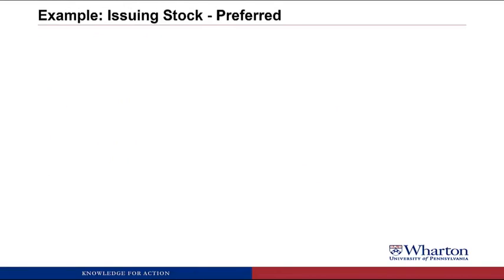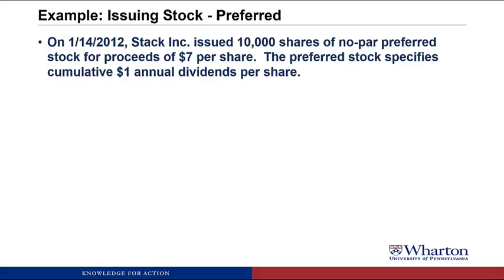So let's start the example. First of all, we've got on January 14th, 2012, Stack Incorporated issues 10,000 shares of no par preferred stock for proceeds of $7 per share. The preferred stock specifies cumulative $1 annual dividends per share. So let's try to do the journal entry to record issuing the stock, and I'll go ahead and throw up the pause sign so you can try to do this one.